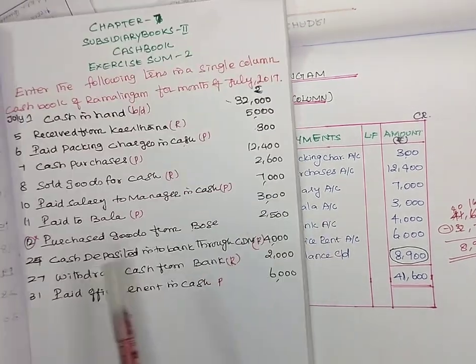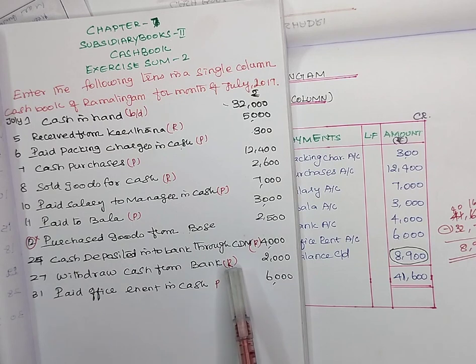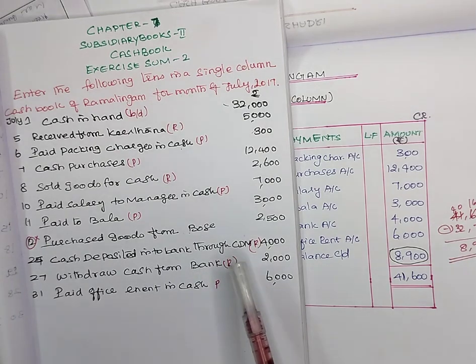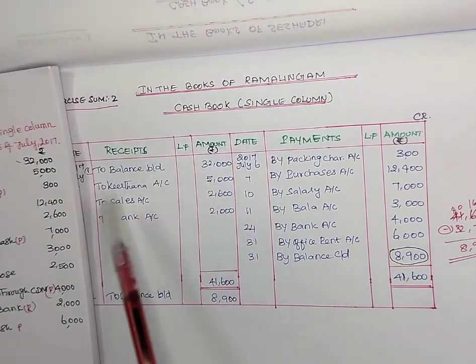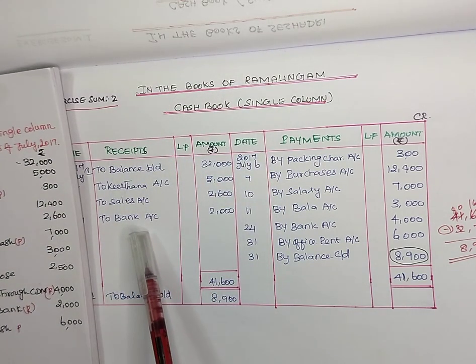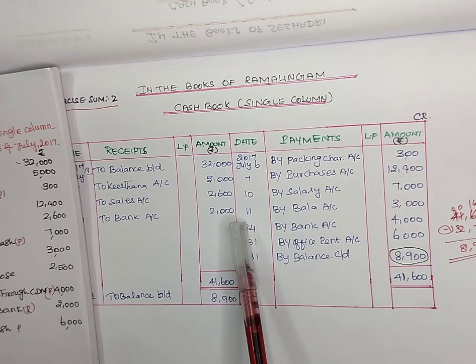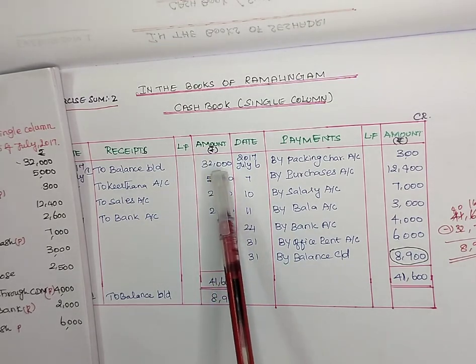In other way, withdraw cash from bank means you received cash. You have cash in your hand. So your cash account increases. Whenever your cash account increases, you have to debit. Cash account will be debited. What is the opposite account from the cash? Bank account. So 2000 rupees you have to enter into the amount column.